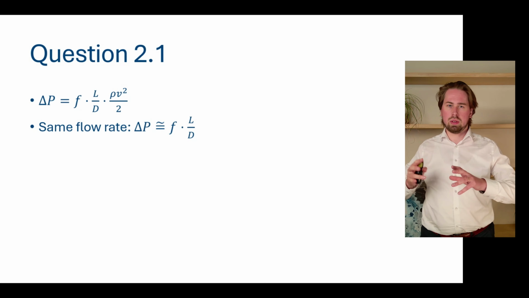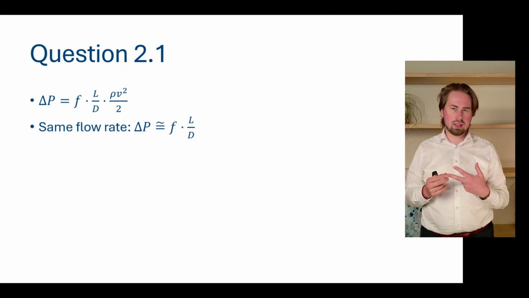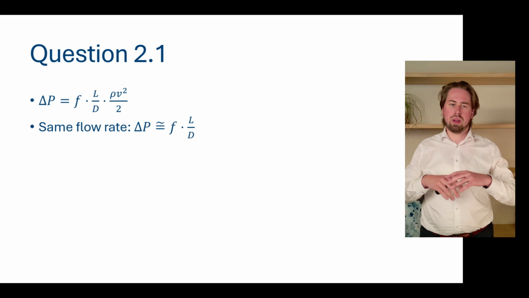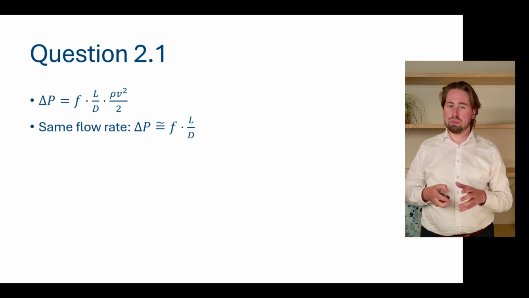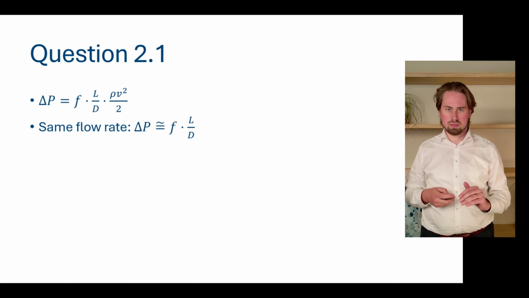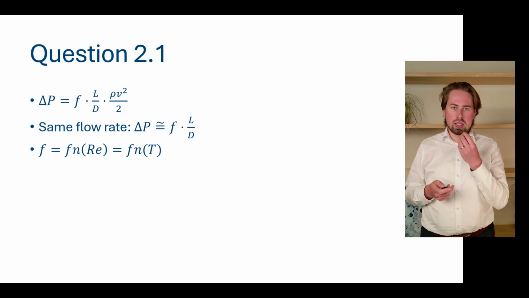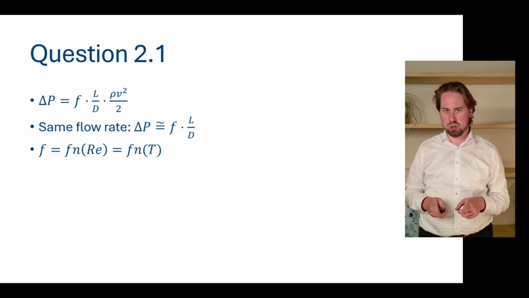Now, what changes when going from extraction to injection is our temperature, and this has an effect on the density, but ever so slightly. So, you can say if we have the same flow rate, then our pressure drop is proportional to the friction factor multiplied by the length divided by the diameter. And since our design is not changing between extraction and injection, it's proportional to the friction factor itself. This friction factor, in turn, is a function of the Reynolds number, and this Reynolds number, as we discussed, is a function of temperature.